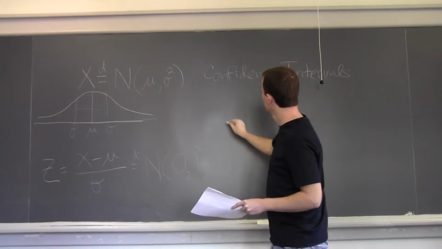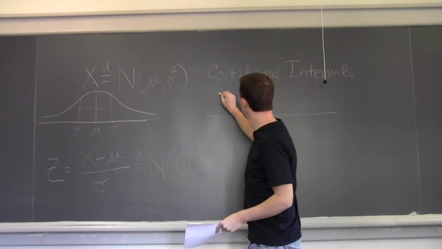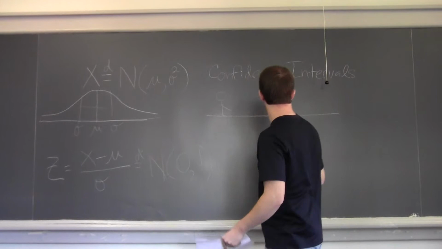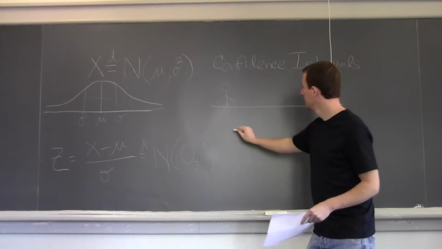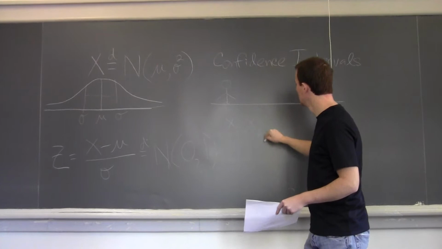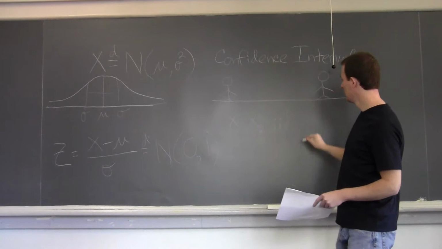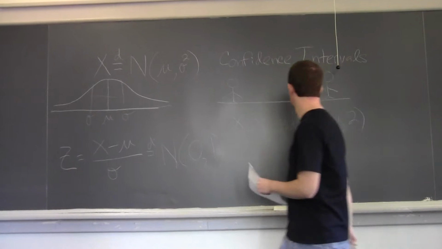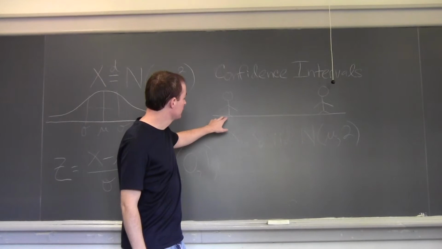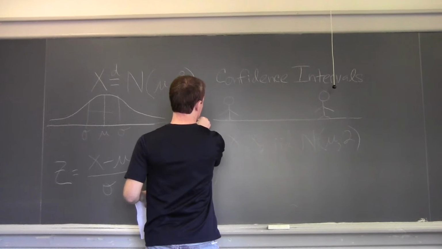Now, imagine we have two runners, and their positions are given by two random variables, X1 and X2, which are independent and identically distributed normal mu, 2. That means their positions are normally distributed along this real line here, and somewhere on this line there's a point mu.